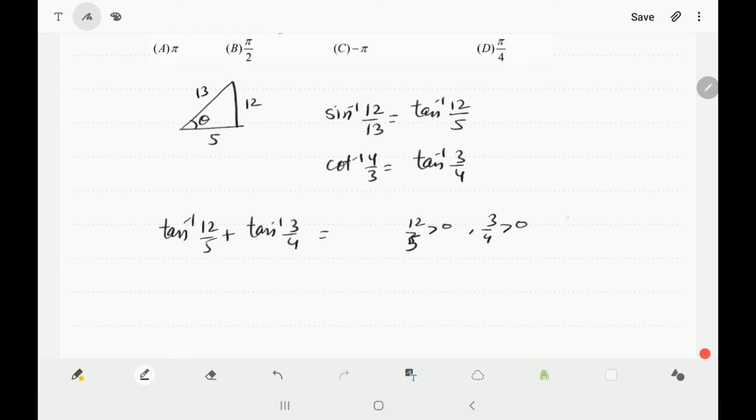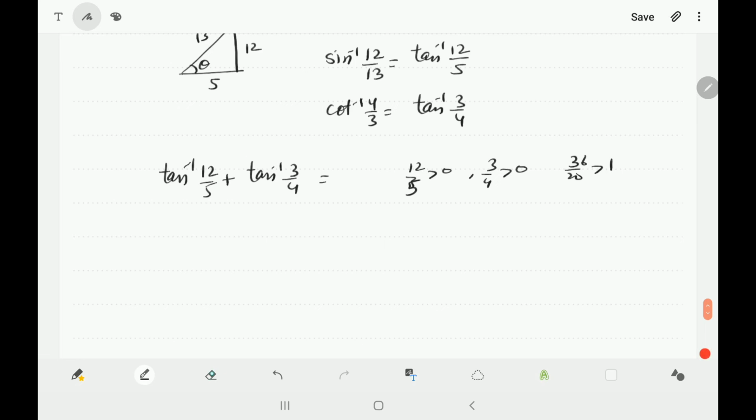So x is positive, y is positive, and their product is 36 by 20, which is greater than 1. So in this case, it is already greater than 1. So what you will do is you will have to add pi into it. So you will be writing tan inverse 12 by 5 plus 3 by 4 divided by 1 minus 12 by 5 into 3 by 4.